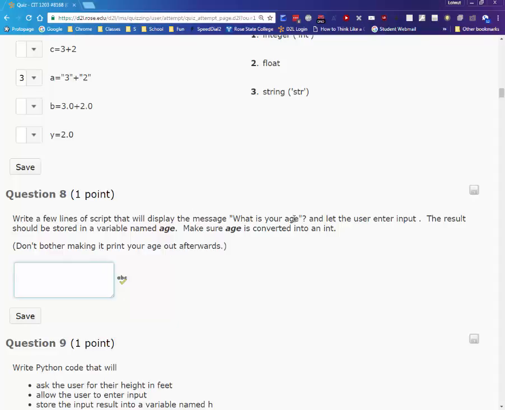We want to display the message, what is your age? Let the user add some input. It should be stored in a variable named age. Make sure it's converted into an int. Now you could do this all in 1 line, or you could do it in 3 lines. To do it in 1 line, you do this. Age is equal to, we want the integer version of it, input, and we put our message in here. What is your age?